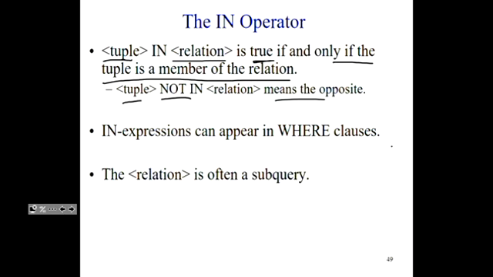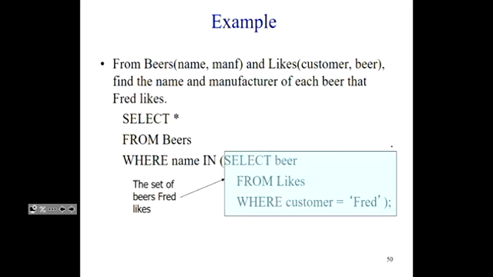Okay, so let's see an example. So here I want to find from beers, which contain name and manufacturer, and likes, which contains customer and beer. I want to find the name and the manufacturer of each beer that Fred likes. So without using subqueries, again, let's think about how we would do this.